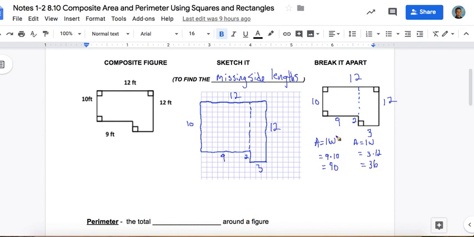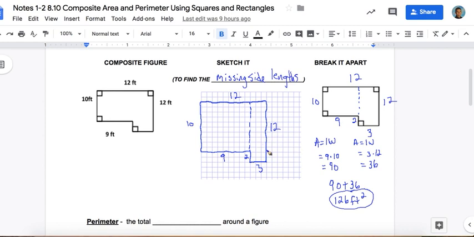And now a composite area combines the two areas together. So I'm going to do 90 plus 36, which gives me 126. And my label is feet squared. My label will always be square units for area, and that's because we're multiplying two units together, length times width. Or if we had a square, we would do side times side.